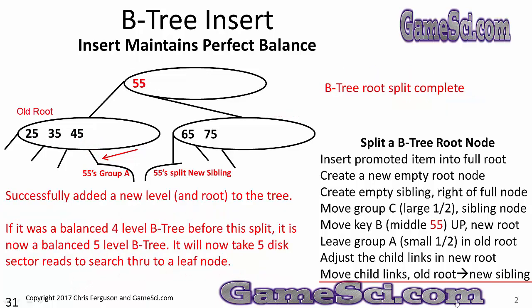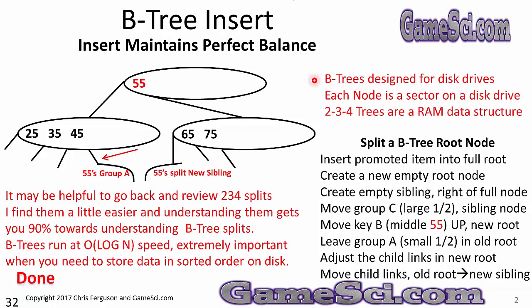The B tree root split is complete. We have successfully added a new level and root to the tree. If this was a balanced 4-level B tree before the split, it is now a balanced 5-level B tree. It will now take 5 disk reads to search through to the leaf nodes.